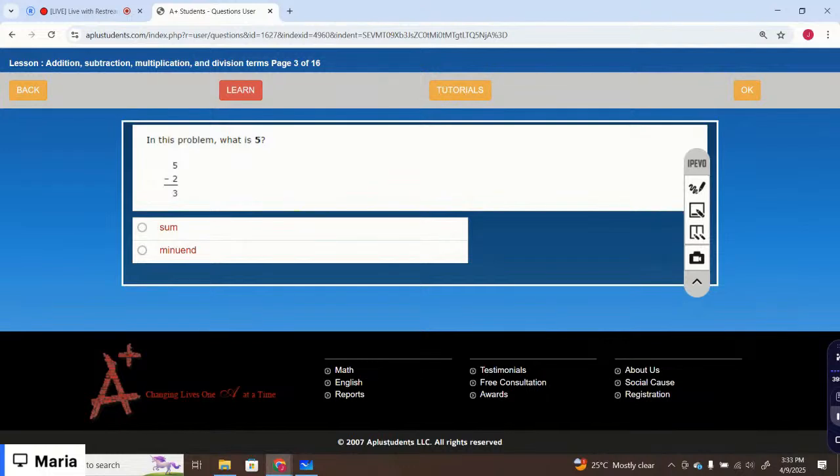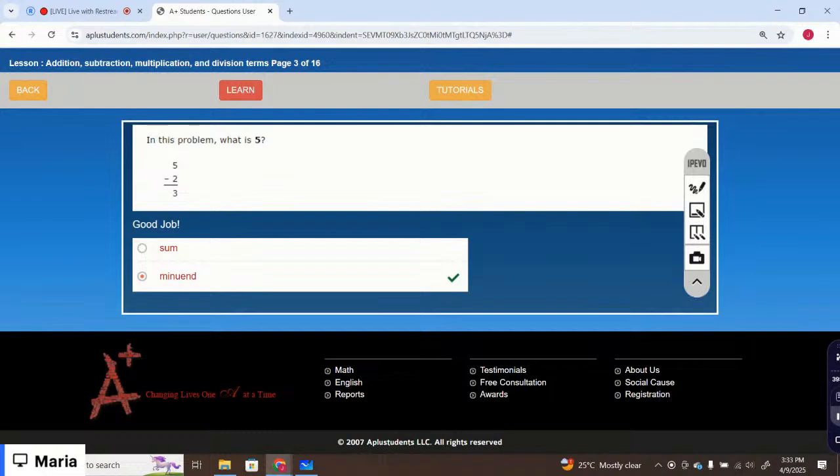In this problem, what is 5? 5 minus 2 equals 3. The greater number is the minuend, the smaller number is the subtrahend. So 5 is the minuend. Option number 1 is the correct option.